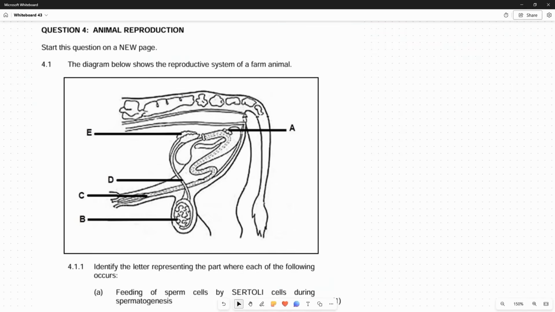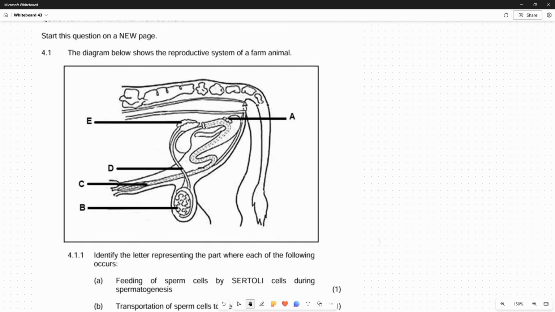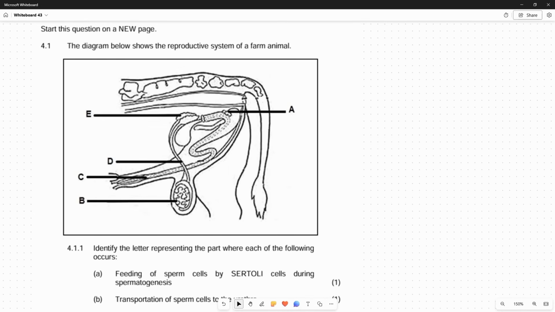Thank you. Now, let's just take one of the sample questions to check how we examine these reproductive systems. This is one of the sampled questions. 4.1, the diagram below shows the reproductive system of a farm animal. So they are not specific whether it's a male or it's a female. But as you can see here, you have got the testes, you've got the penis. So definitely this is the male animal, which is a bull. Now let's try to look at the questions there. 4.1.1, identify the letter.